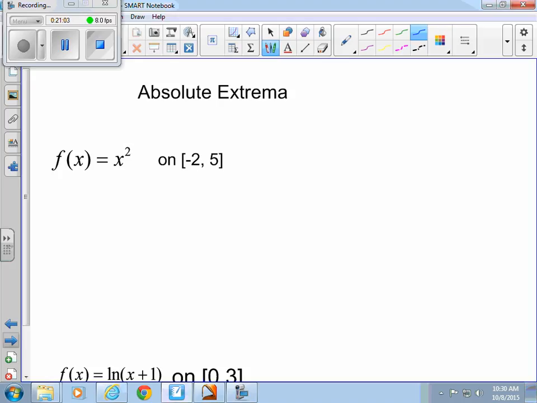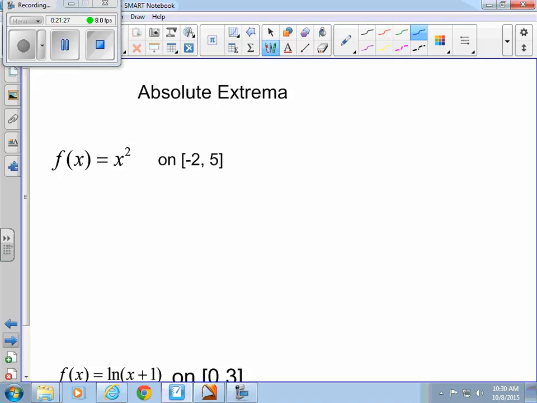f of x equals x squared on [-2, 5]. I want to find the absolute extrema. From the first day we talked about extrema, look back at your little chart. Where could absolute extrema happen? The little chart that had the summary.